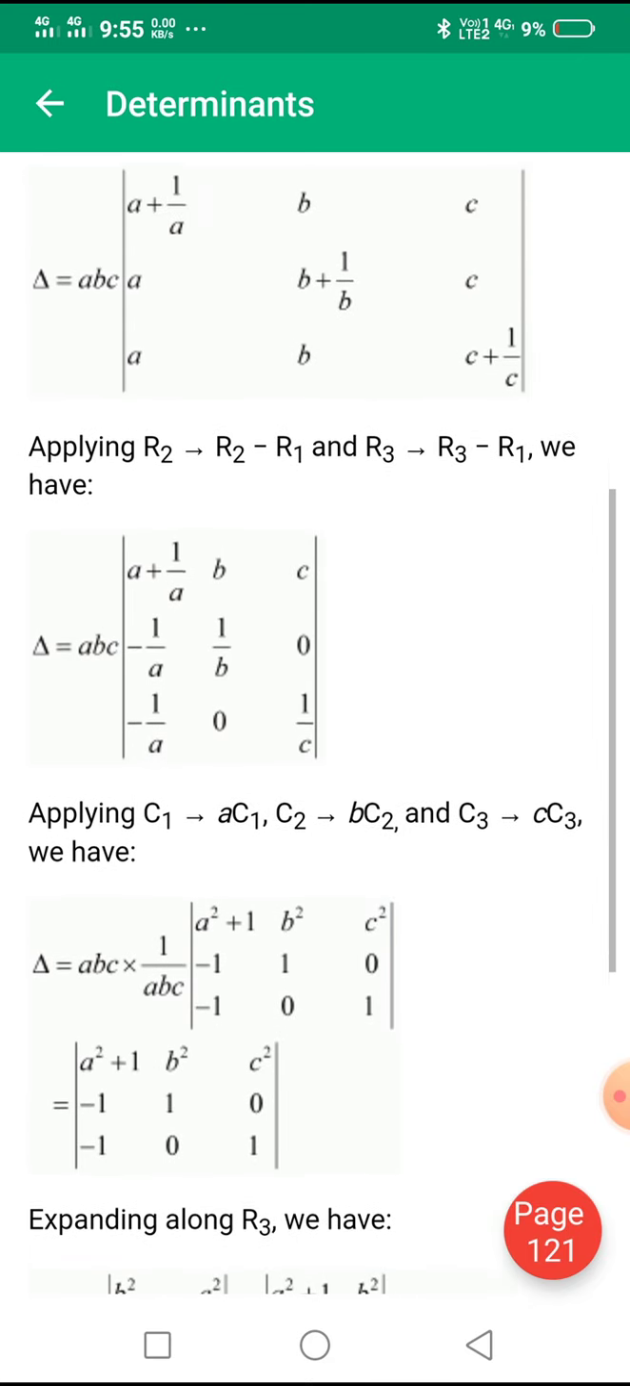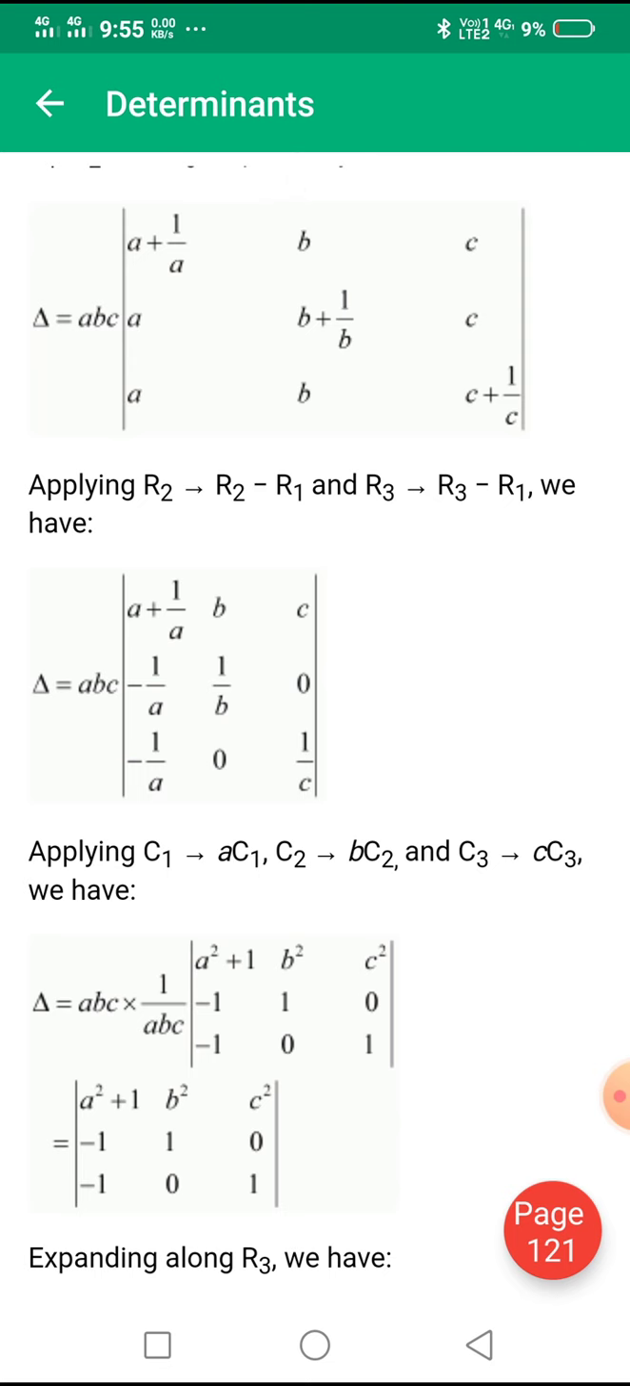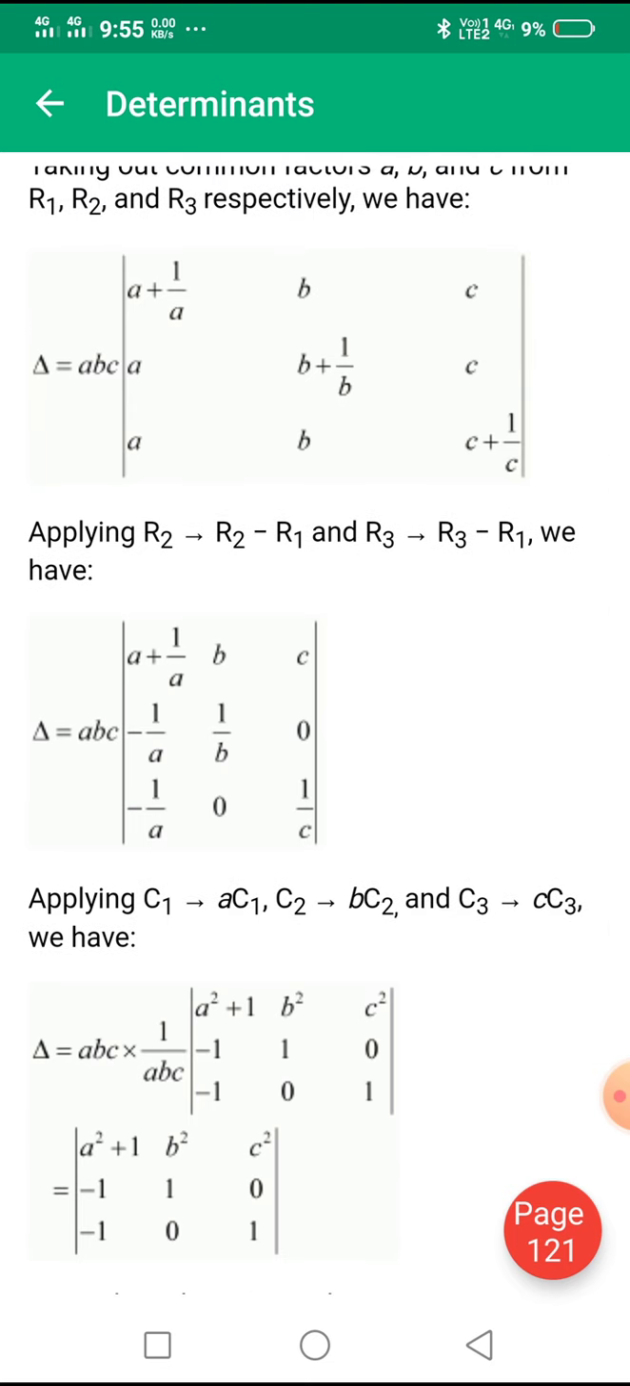And c square plus 1 divided by c gives c plus 1 by c. Now we'll subtract row 2 minus row 1, right?